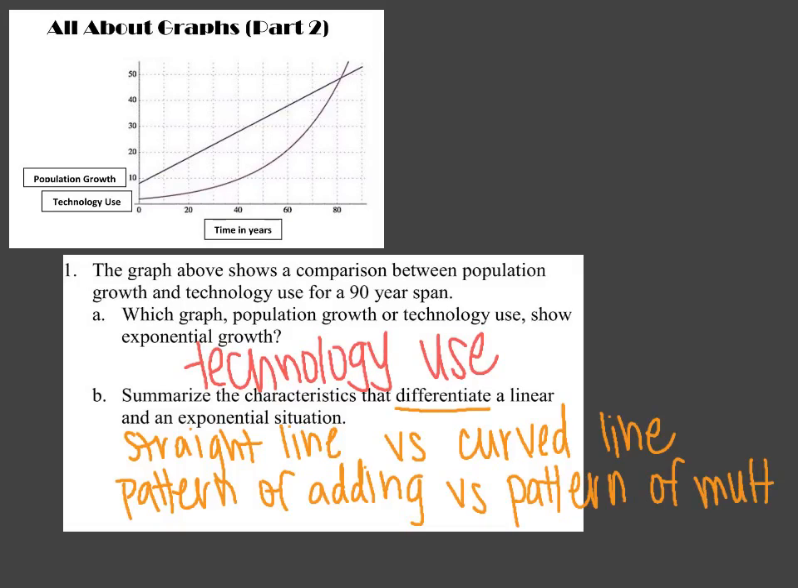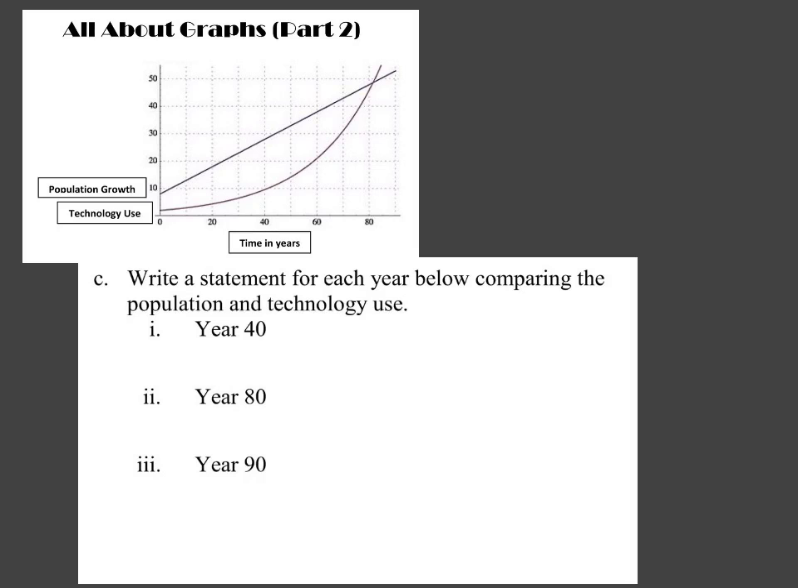Let's look at part C. Write a statement for each year below, comparing the population and technology use. Year 40. So I need to look at my graph and find year 40. At the bottom it says time in years, so I know that I'm looking at the bottom line at year 40. That's right here. So a statement I could say about year 40 is that population growth was much higher than technology use.